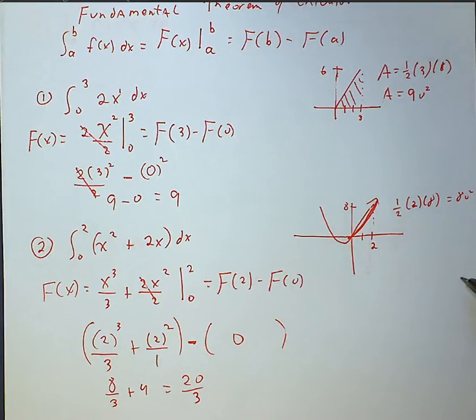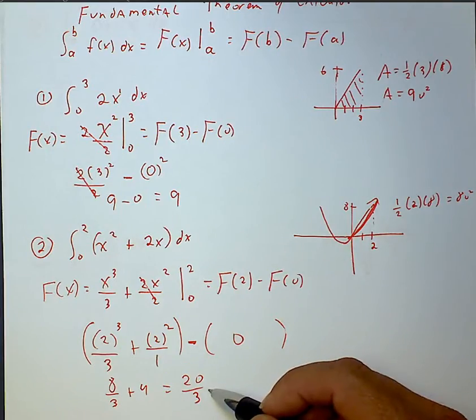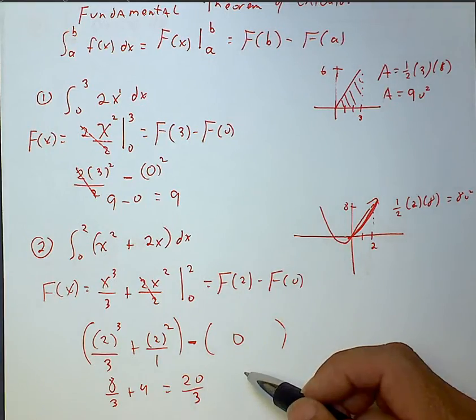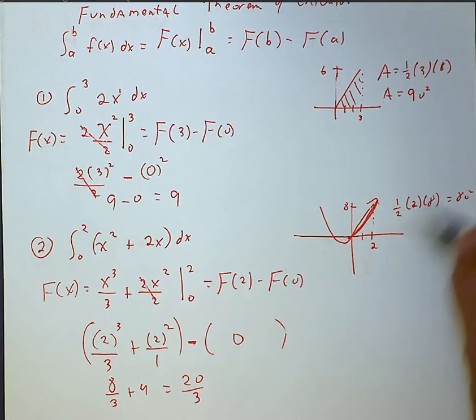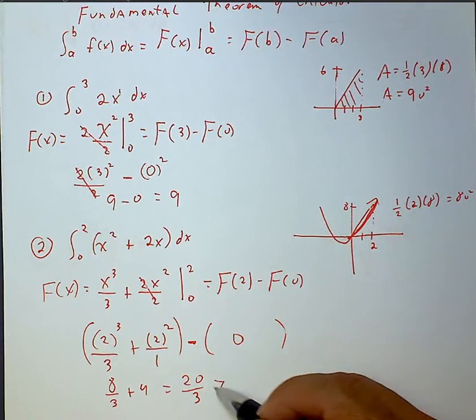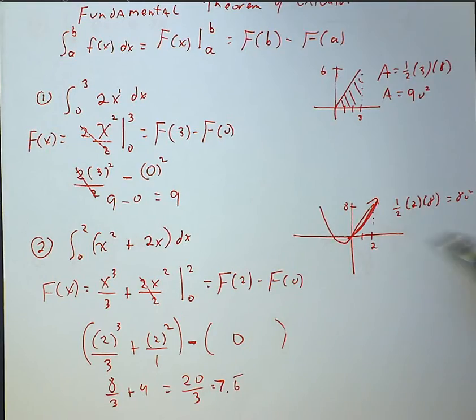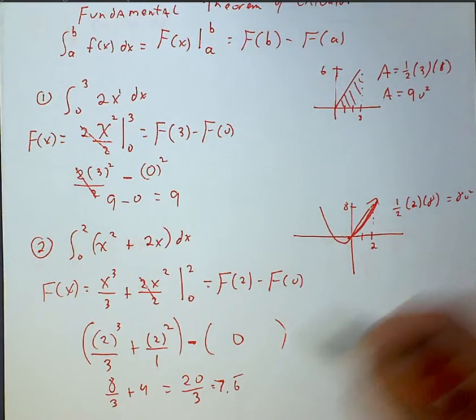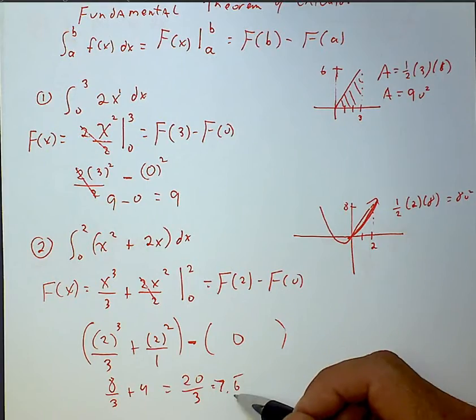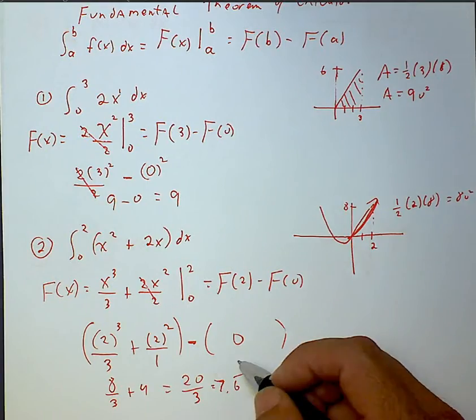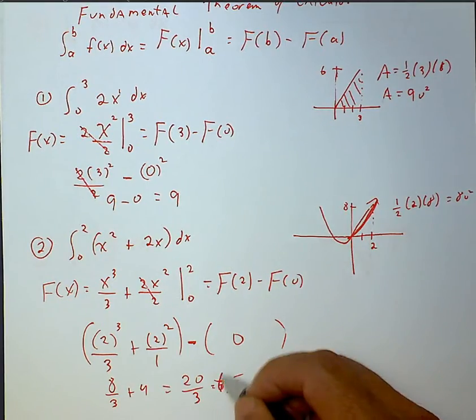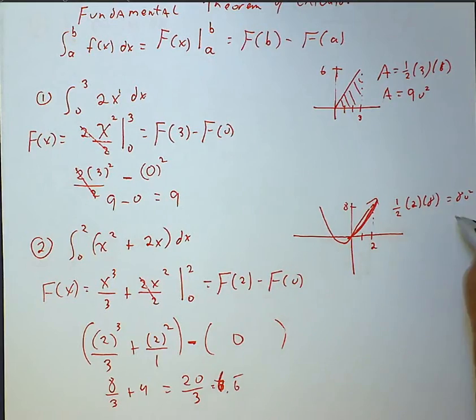Well, 20/3 is just a little under 7 units. So we have a slight 6.6 repeating. I'm sorry, 6.6 repeating. So an area slightly under the 8 units we expected to have right there.